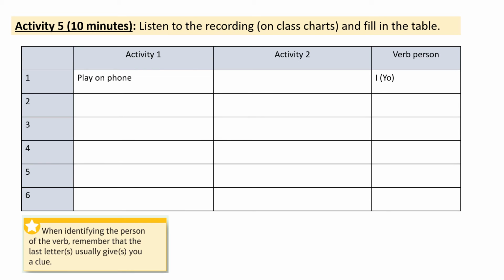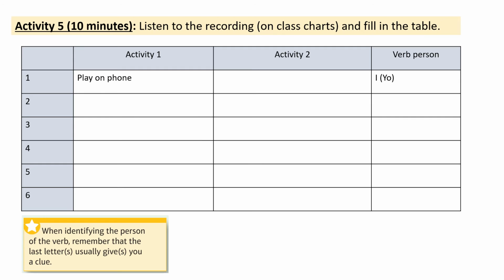Okay, chicos. So now what you're going to do is listen to the recording, which you'll find on class charts, and fill in the table as you listen. So each person, there's 6 different people, is going to say 2 activities that they do on their phone. For example, the first one they say is that they play on their phone, and then they're going to say another activity which you need to fill in. And then I've given you a column for the verb person.